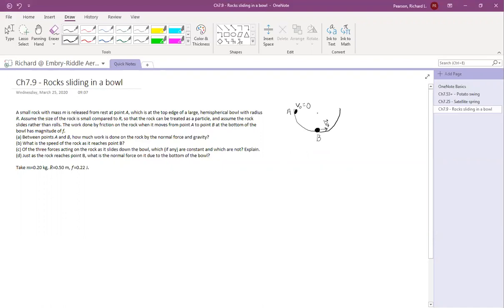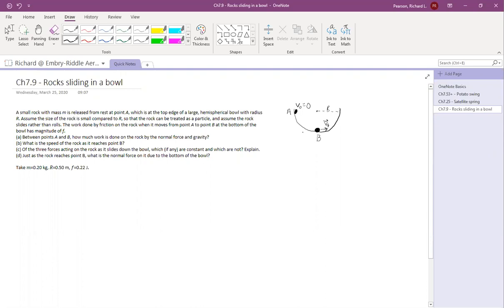We're given a couple pieces of information: the rock is small compared to the radius of the bowl. So the radius of the bowl gives us a hint that it is hemispherical. So it means that it's a circle, right? It's a sphere here that we're looking at. So it's a constant R all the way around. And we're going to analyze the friction that's going to be happening while this rock is moving. So there are some interesting pieces here that we're going to think about.